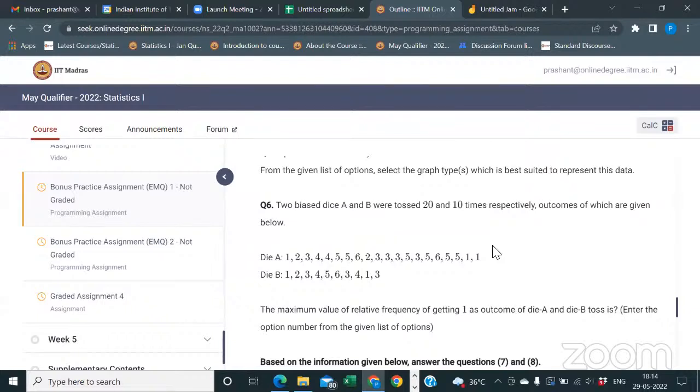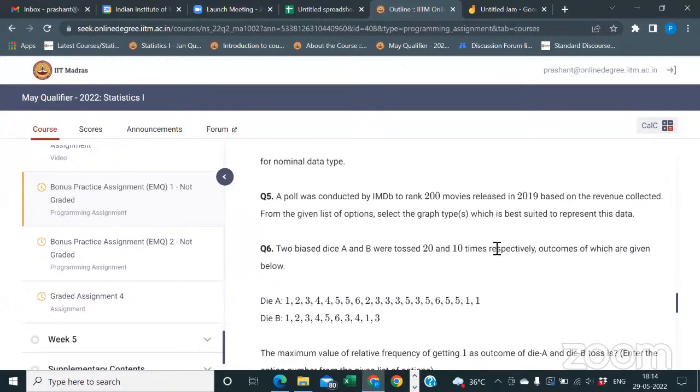Sir, the answer is 0.15 and 0.20. So I am entering the same, but I am not getting it as correct. It's showing partially correct. One second. First thing, you have not entered the answer. You have to enter the option number. Yes, sir, that's what I did, sir. But it's showing partially correct.